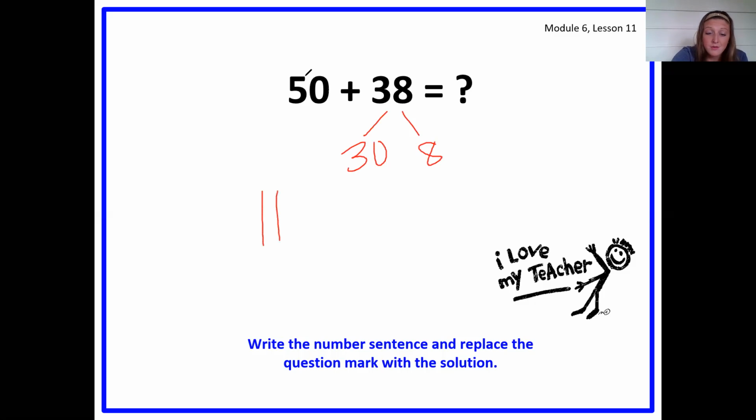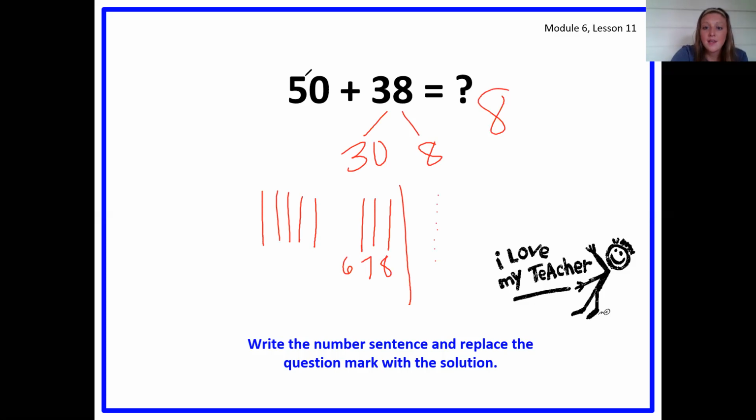I can say 1, 2, 3, 4, 5 for 50. 1, 2, 3, and then left over 4, 5, 6, 7, 8. I have 5, 6, 7, 8 tens, and I know I had 8 ones. So my answer is 88. 50 plus 38 equals 88.